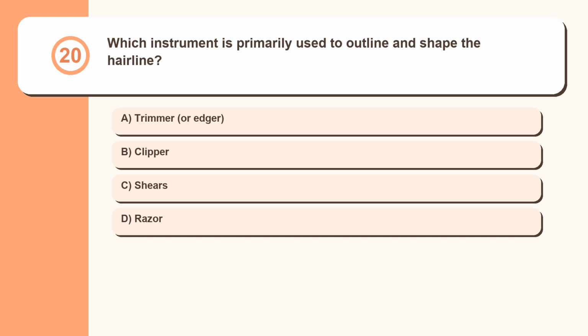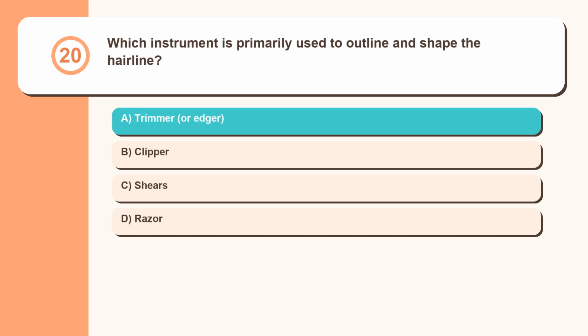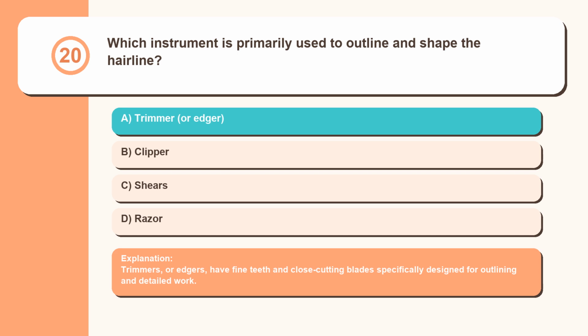Question 20. Which instrument is primarily used to outline and shape the hairline? Trimmer or edger, clipper, shears, razor. Trimmers, or edgers, have fine teeth and close cutting blades specifically designed for outlining and detailed work.